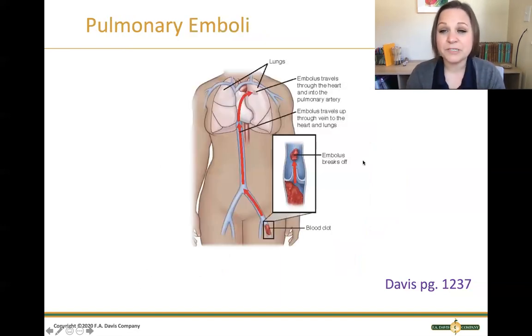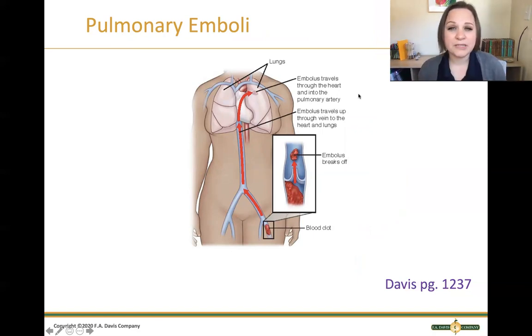Now, another risk, we talked about DVTs and fat emboli, but what can happen with these DVTs is they can break away, travel through the bloodstream, and you got it, land in the lungs. And then they're called pulmonary embolism. Now, pulmonary embolism can cause significant risks and even death.